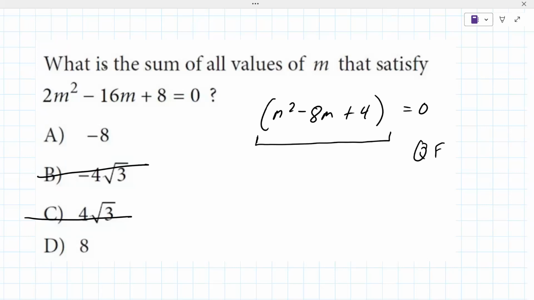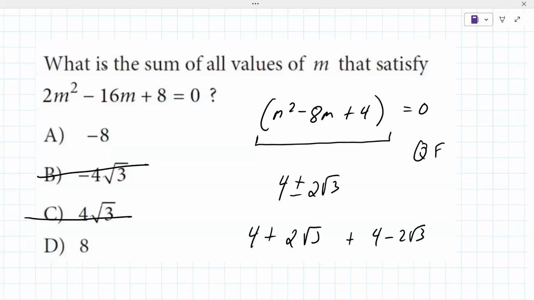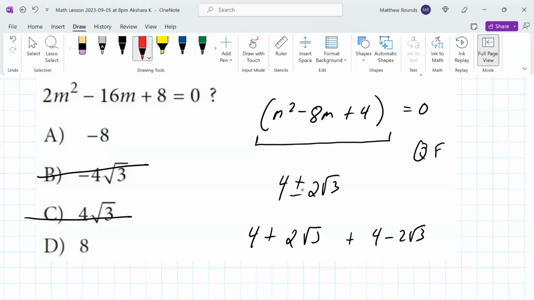I used the quadratic formula and I got 4 plus 2 root 3. 4 plus or minus 2 square root of 3, like that. I don't know if I did it wrong or... 4 plus 2 square root of 3, plus 4 minus 2 square root of 3. So like we talked about, those go away.